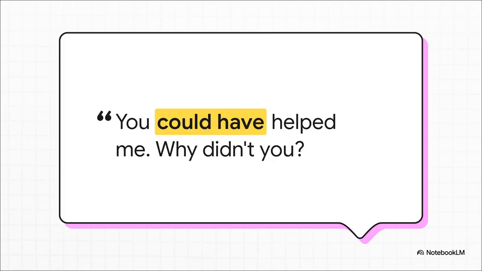And this example just hits you, doesn't it? You could have helped me. Why didn't you? Wow. Notice what's happening here. The person isn't talking about whether the help would have succeeded or failed. They're just saying the opportunity was there, the ability was there, but nothing happened. It's a phrase that can be just loaded with regret or even feel like an accusation. It's all about what was possible, but just didn't happen.